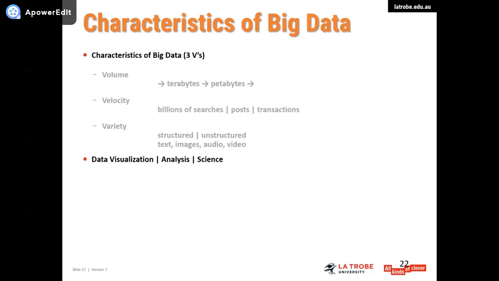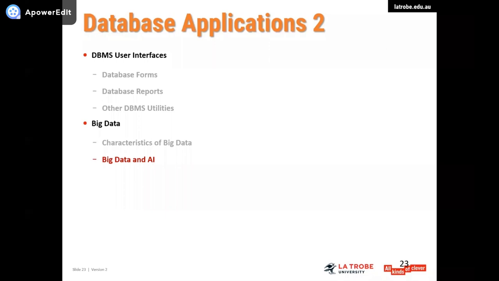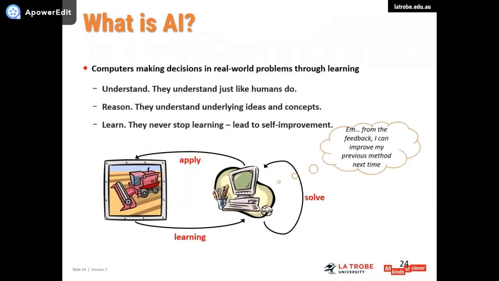First, what is AI? Computers making decisions on real-world problems through learning. It means that computers can learn just like human beings. It can understand the problem just like humans do. Or it can do reasoning, so it will understand the underlying ideas and concepts. And it has the ability to learn, so it never stops learning, which leads to self-improvement.